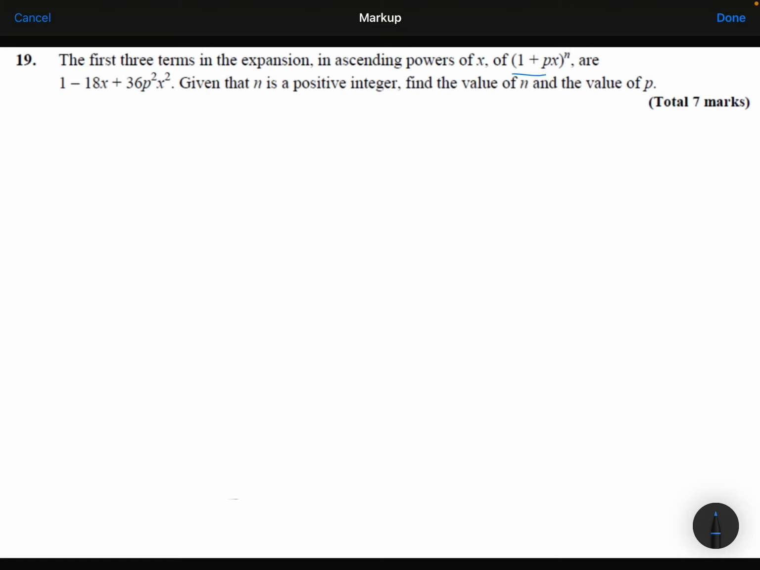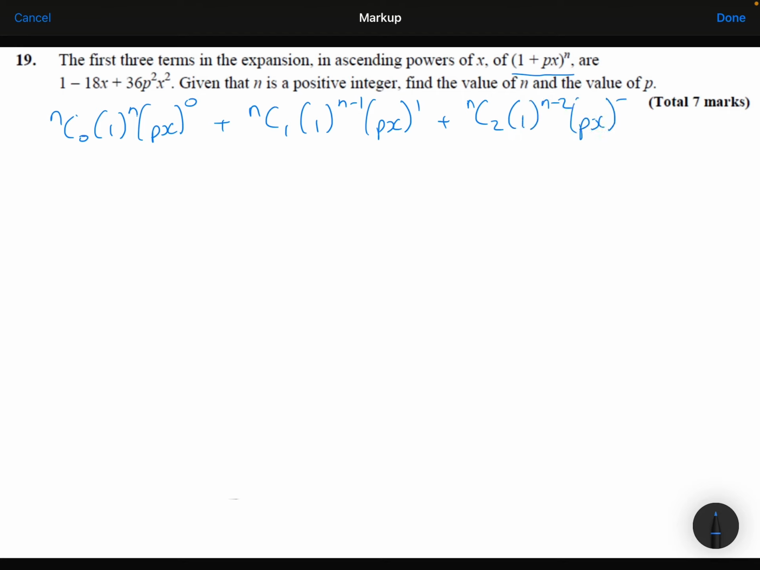So let's expand our (1 + px)^n. My first term will be nC0, 1 to the power n, (px) to the power 0. My second term will be nC1, 1 to the power n minus 1, (px) to the power 1. And my third term will be nC2, 1 to the power n minus 2, (px) to the power 2.